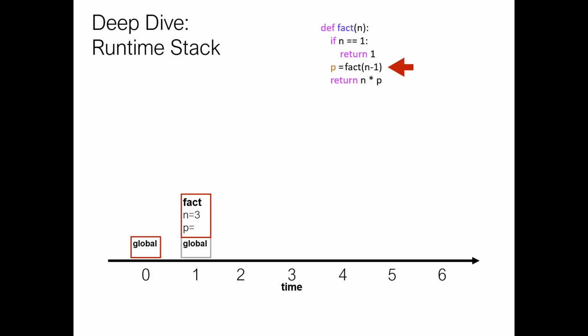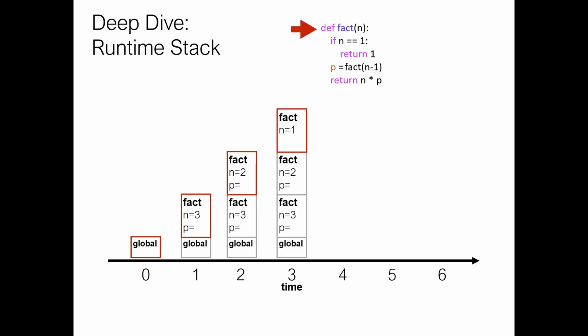We need to actually go and call factorial with n-1 or factorial 2 to get the answer to store into p. So at the next time step, I've added a new active frame for that factorial function call with n equal to 2. And again, similarly, that'll have its own variable n and its own variable p, but we can't assign that p until we actually simplify it and call factorial n-1 or factorial with 1. In this case, we don't need a p variable. It's going to instantly return 1 after that conditional statement.